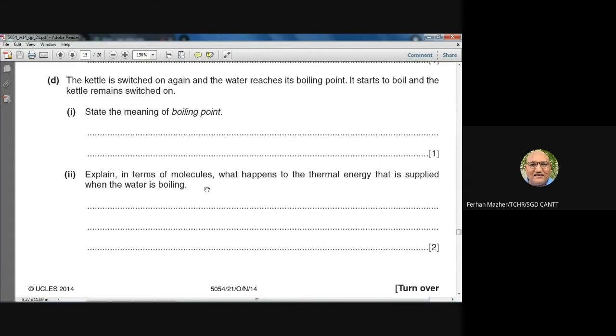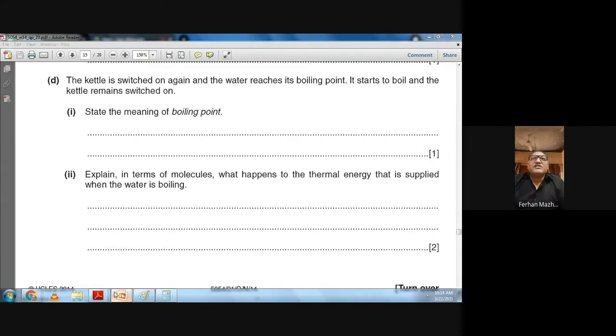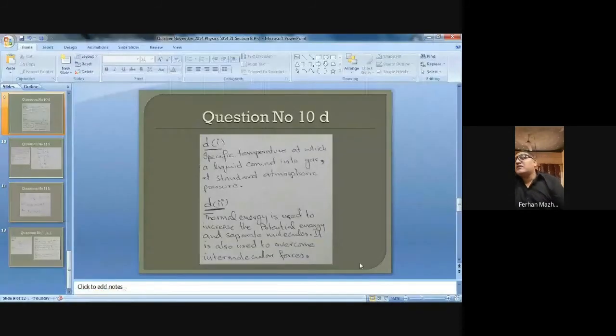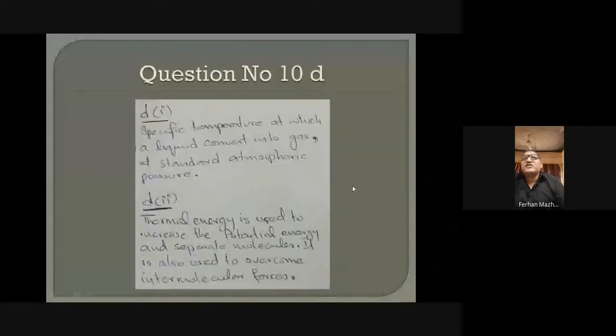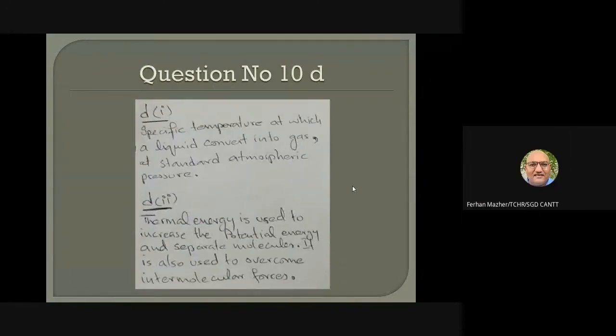It's a 2-mark question. I have written this answer, and let me show you my answer, and then we'll see what is in the marking scheme. Question number 10, D, second part. It says the thermal energy is used to increase the potential energy and separate the molecules from each other. It is also used to overcome the intermolecular forces.